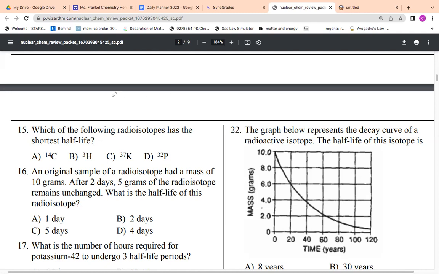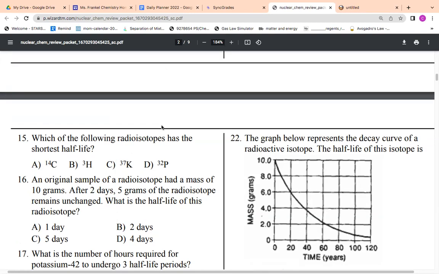So this one is real simple because we're going from 10 grams, and regardless of what its half-life is, after however long its half-life is, okay, half of it is going to decay. So after one half-life, you should have 5 grams. So we can see that after 2 days, we've got 5 grams. So that means that the actual half-life is just 2 days. So this one is B. This one is a very simple half-life problem. Let's move on to the next one.